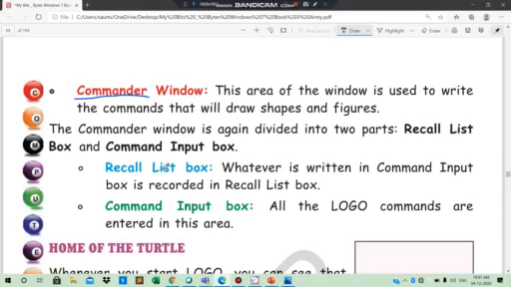Okay, recall list box. Whatever is written in the command input box is recorded in the recall list box. Now the next is the command input box. All the logo commands are entered in this area. Okay, what is the recall list box? Whatever we write on the logo screen, where does it appear? It appears in the recall list box. And what is the command input box? It is where we write the commands and give them to Logo.